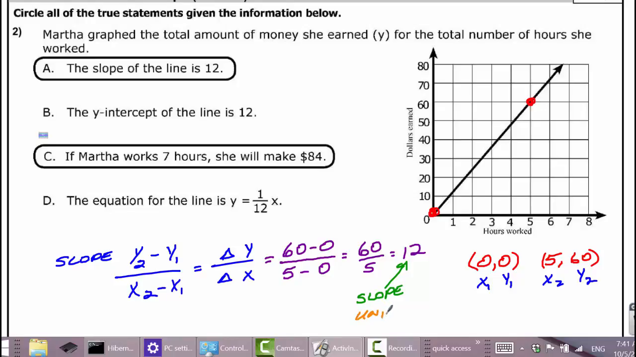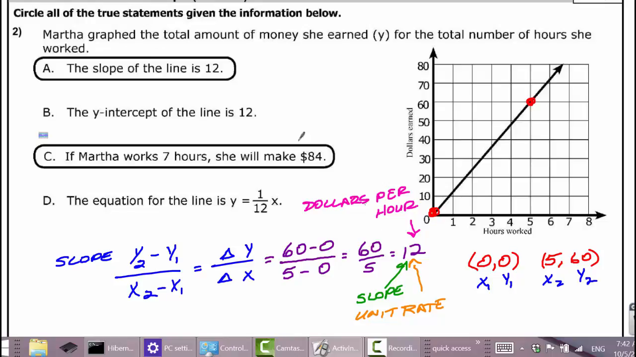That 12 is the unit rate. Martha graphed the amount of money she earned to hours she worked. So since it's money earned to hours worked, that slope is also her dollars per hour. So now we can go through and answer these 4 questions. We can see which ones are true and which ones are false.